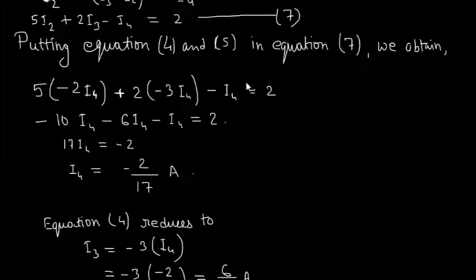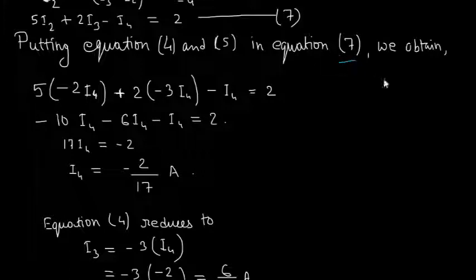Putting equation 4, 5 in equation 7, we obtain 5 into minus 2I4 plus 2 into bracket minus 3I4 minus I4 is equal to 2. Upon solving, minus 10I4 minus 6I4 minus I4 is equal to 2. That is 17I4 is equal to minus 2. I4 is equal to minus 2 upon 17 ampere.